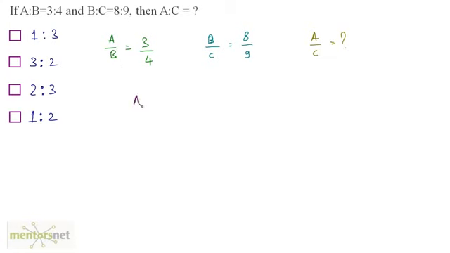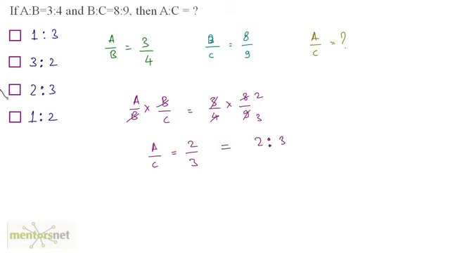Let's do that. A by B times B by C. So B and B get cancelled out. What remains is A by C. So on the right hand side, A by B is 3 by 4 times B by C is 8 by 9. 4 times 2 is 8. 3 times 3 is 9. So A by C is 2 by 3, which means the ratio is 2 is to 3. So option C is the correct answer.